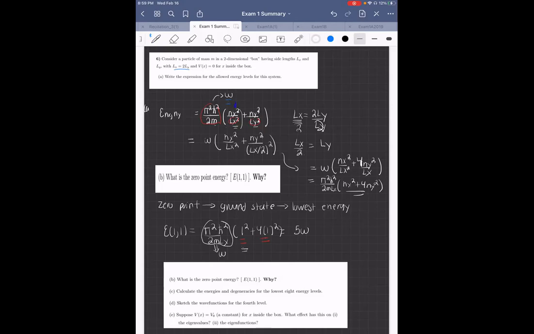Now, the next part is to find the zero-point energy. And they're asking why is it zero-point energy? So basically the zero-point energy is always 1, 1, or in 3 dimensions 1, 1, 1, or in 1 dimension 1, because n can only be as low as 1. And so just plug in 1 for this, and then you're going to find it's going to equal 5W. Does that make sense to everyone? Yeah. Thank you. Yeah, I get that.